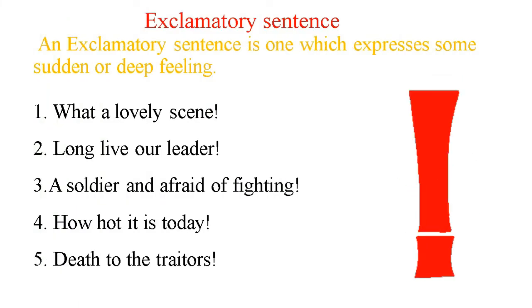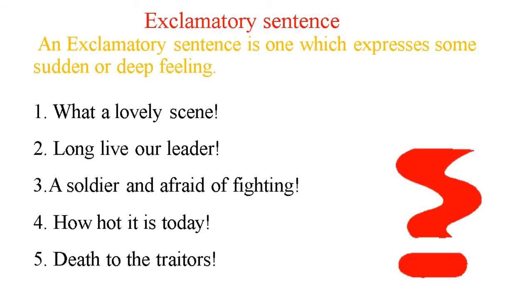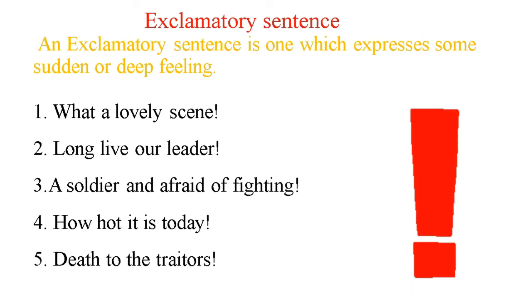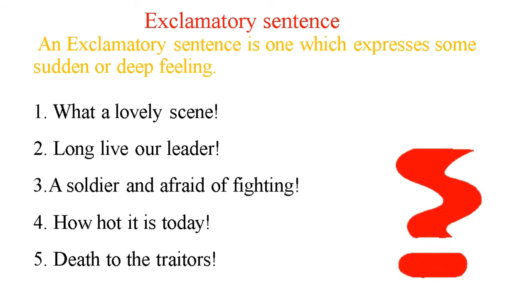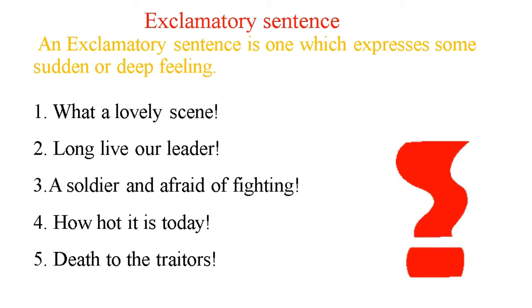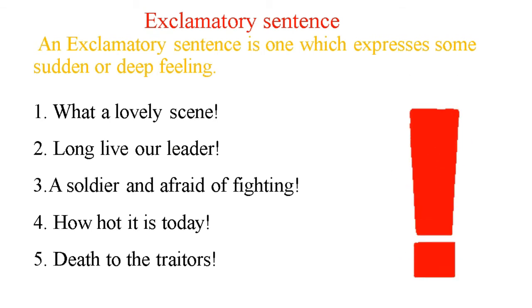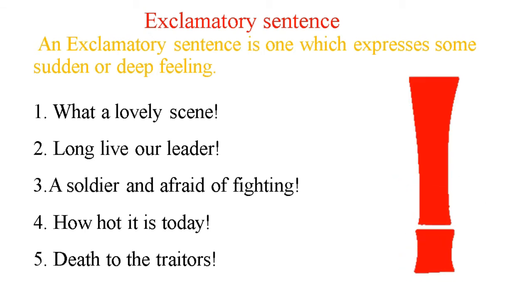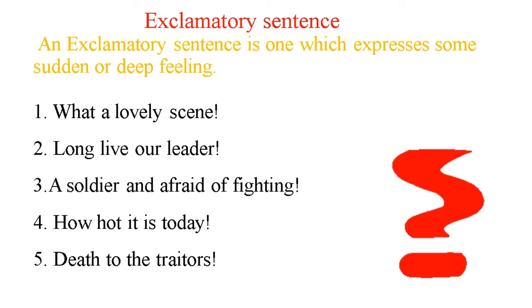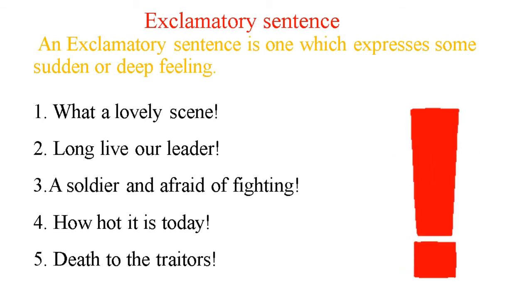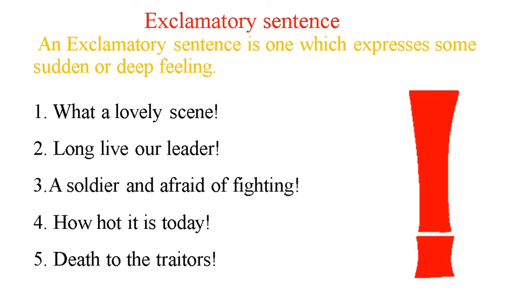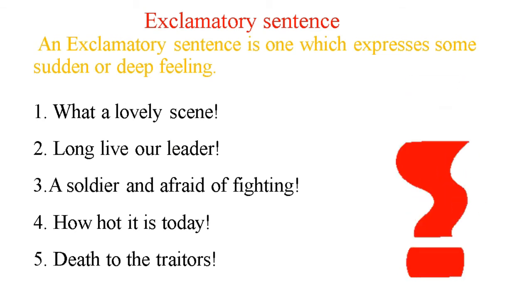Last but not the least type of sentence, exclamatory sentence. Students, an exclamatory sentence is one which expresses some sudden or deep feeling. For example, what a lovely scene! Long live our leader! A soldier unafraid of fighting? How hot it is today! That to the traitors! So, these 5 sentences are the exclamatory sentences and they end with a sign of exclamation. And these sentences express some certain or deep feeling.